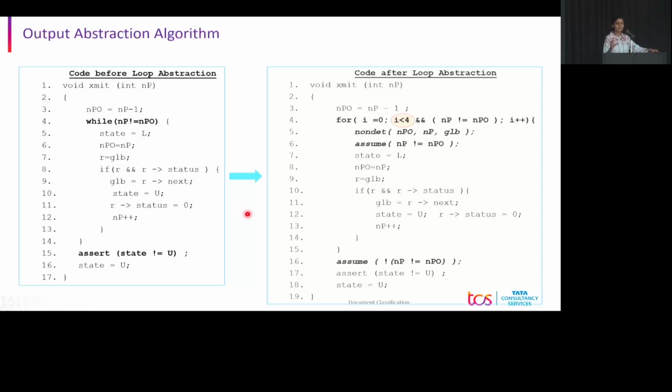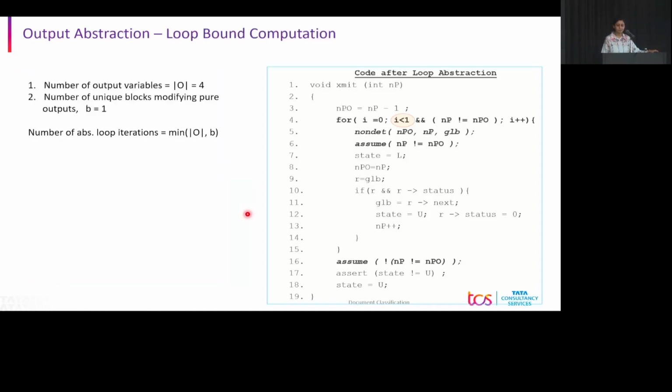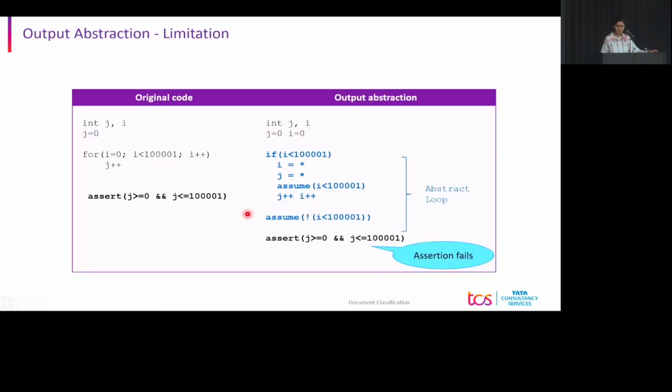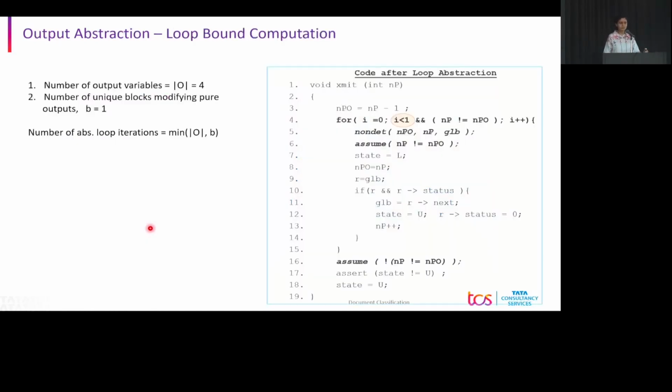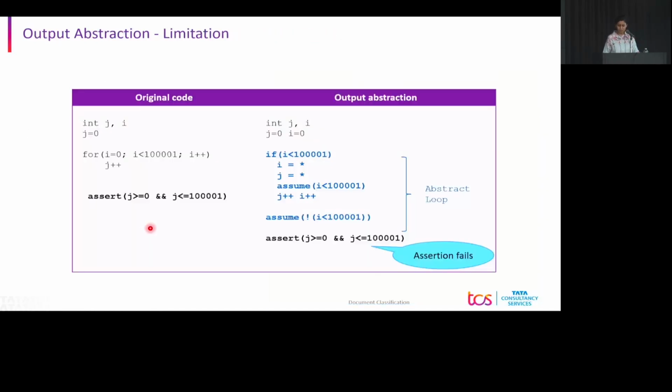And the idea behind retaining the body of the loop is that it itself gives a good accuracy that acts as an invariant for us. We'll come to that. So now let's come to the limitations of output abstraction.